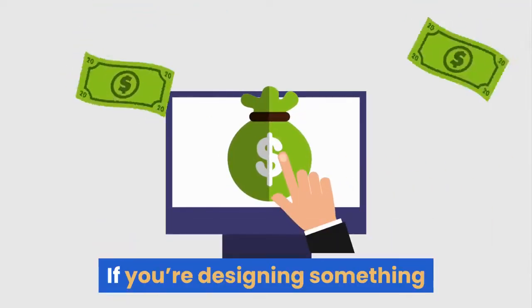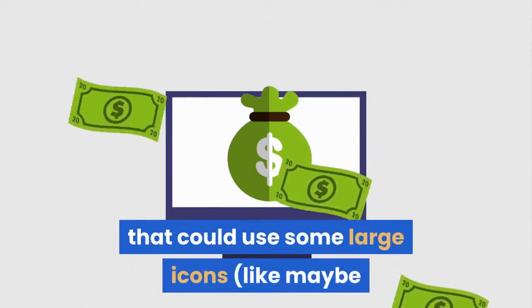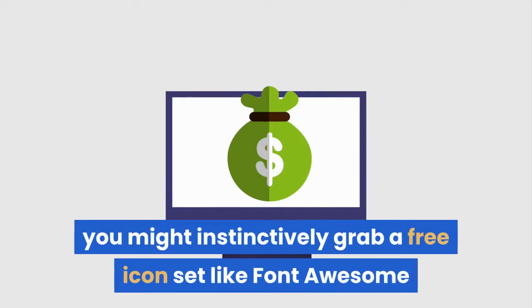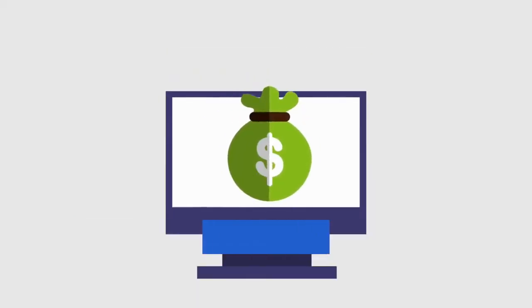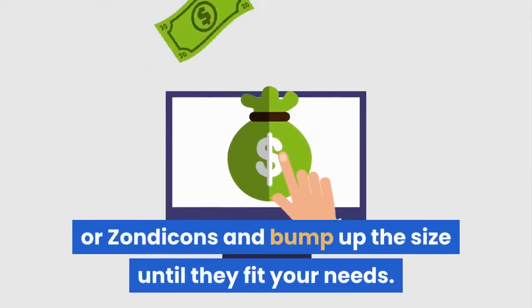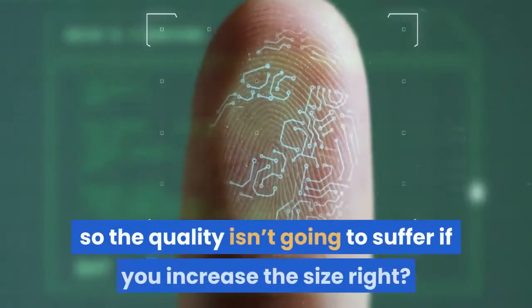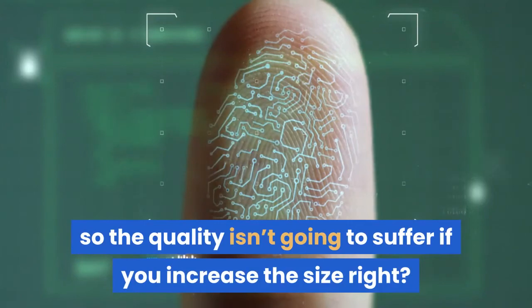5. Don't blow up icons that are meant to be small. If you're designing something that could use some large icons, like maybe the features section of a landing page, you might instinctively grab a free icon set like Font Awesome or Zondicons and bump up the size until they fit your needs. They're vector images after all, so the quality isn't going to suffer if you increase the size, right?